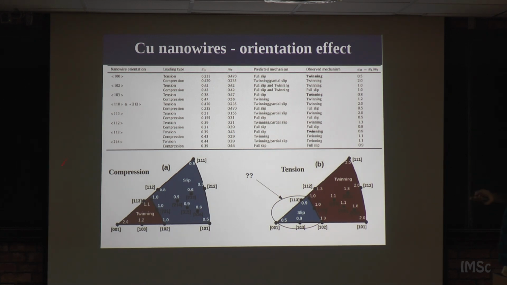So, because of that this orientation shows twinning, while this orientation shows slip. But in tension, the theoretical prediction from the Schmid factor is that you should observe slip, whereas what we observed is that all orientations have shown twinning. That is maybe because of some surface stresses which are not taken into account in the calculations here. So, because of that there is some difference in this region.